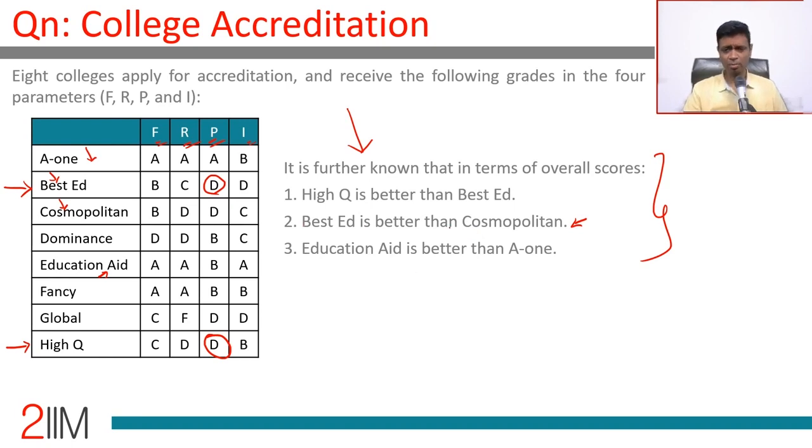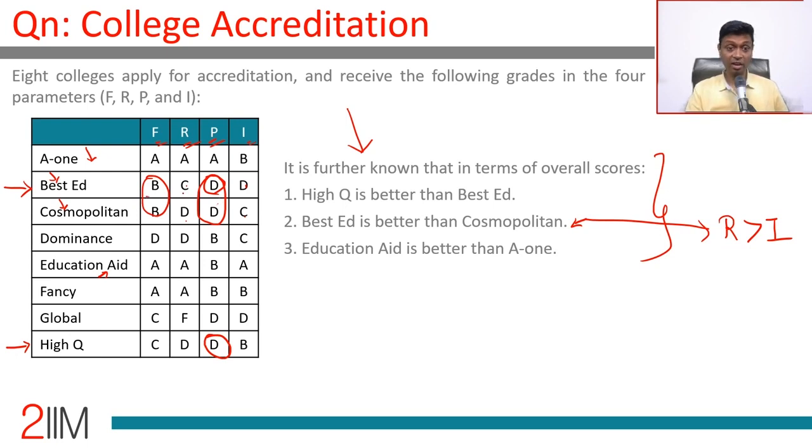And Best Ed is better than Cosmopolitan. BB, these 2 are the same. DD, these 2 are the same. CD, DC. But Best Ed is better than Cosmopolitan. What that gives us is brilliant. This statement tells us that the weightage of R is greater than the weightage for I. F and P are identical.